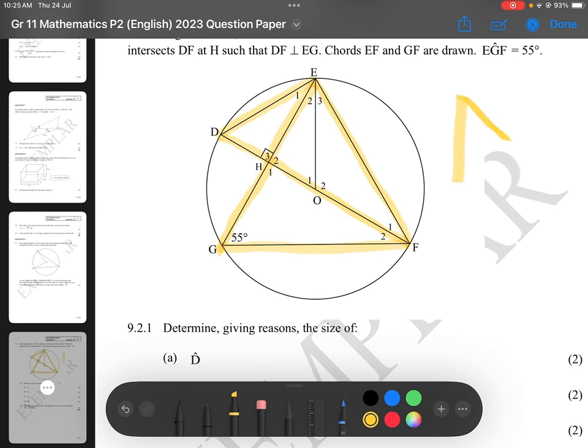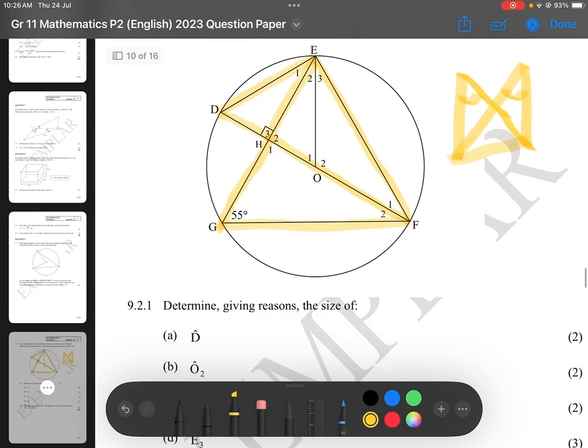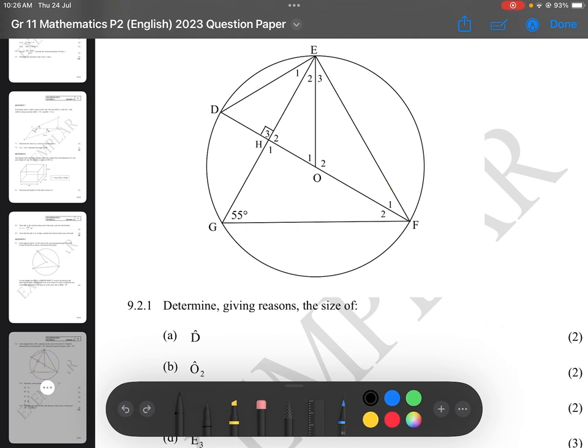So whenever I see this bow tie type shape and it lies on the circumference of the circle, I can say that this angle is equal to this angle. And this is called my angles in the same segment. So using the theorem that angles in the same segment are equal, I will say that D is equal to 55 degrees. My reasoning, angles in same segment.